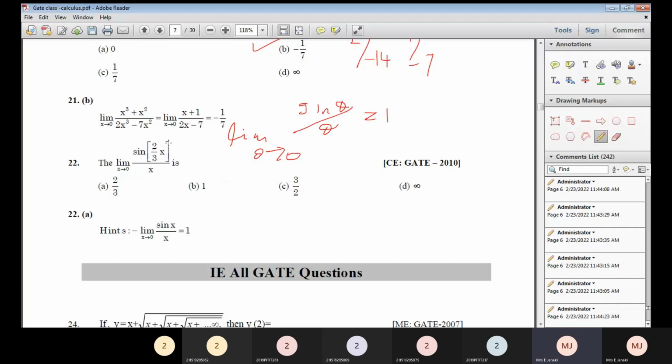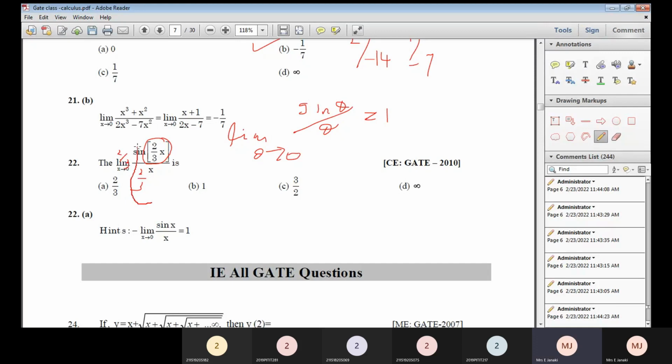Here, sine theta, yes. Here, instead of this angle, we cannot modify the term. So now this 2 by 3 into x is the angle. But in the denominator only x exists. So what we have to do is multiply and divide by 2 by 3.